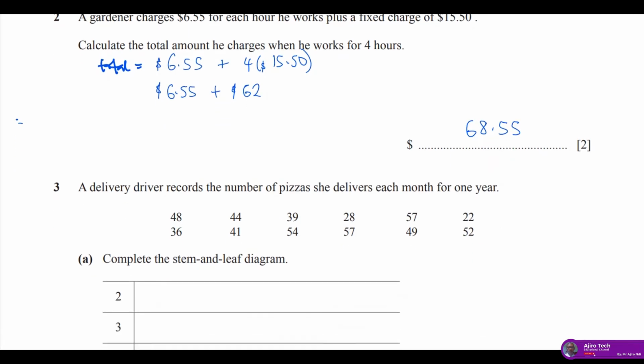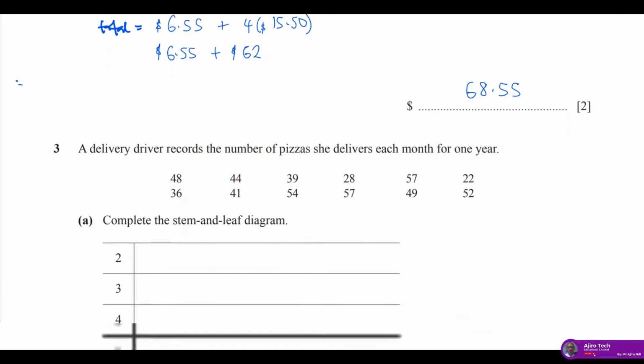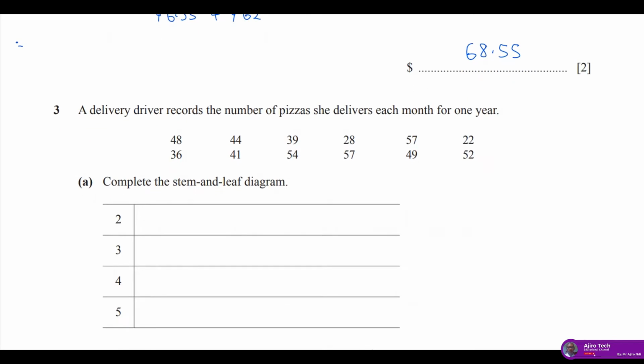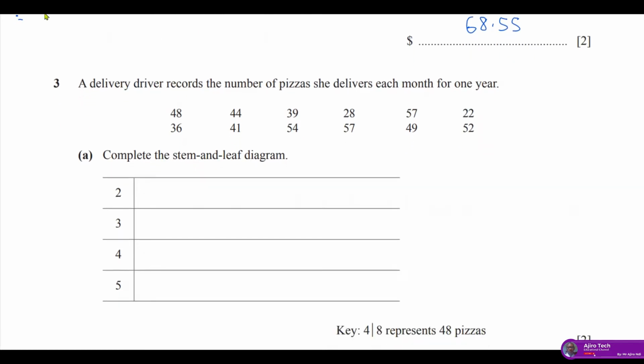The next one is, a delivery driver records the number of pizzas she delivers each month for 1 year. Complete this table and leave. Now let's start with the ones with 2. I have 22, yes, 22. I have 28, I have 28. Then I have no more 20 something, 30.